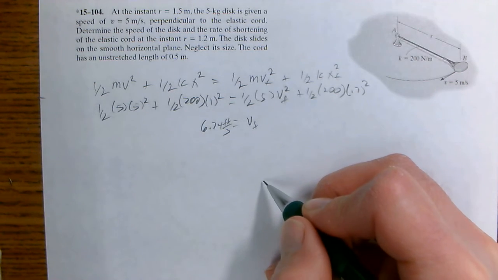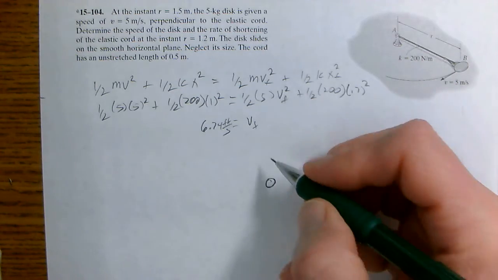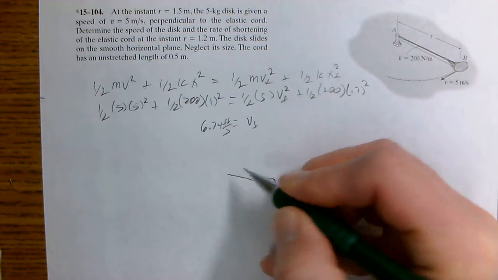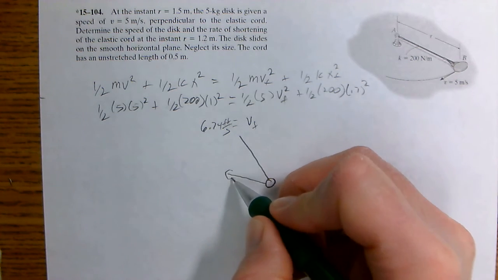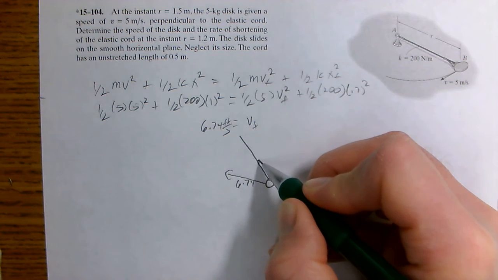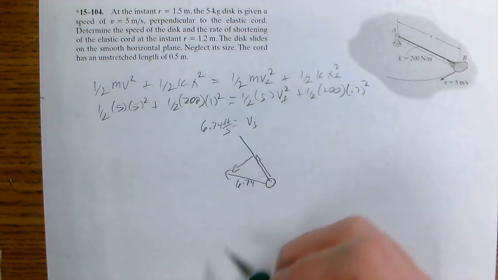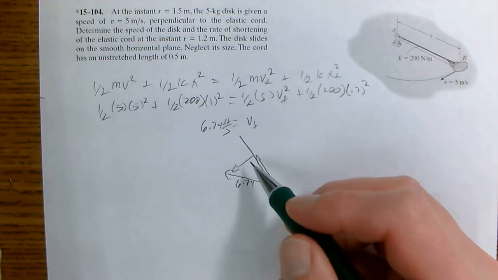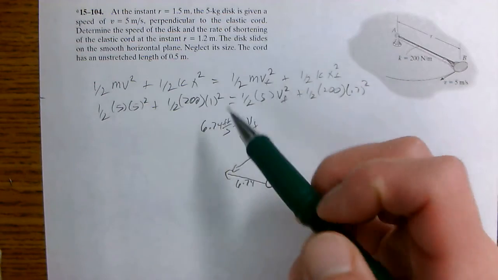So if we look at that, there's the disk. That velocity is going to be at an angle. Here's the radial, and then that's the velocity, 6.74. We need the radial velocity and the tangential velocity. The radial velocity is the rate of shortening.